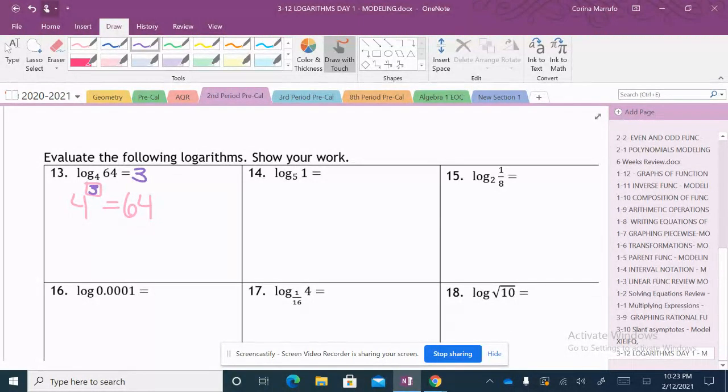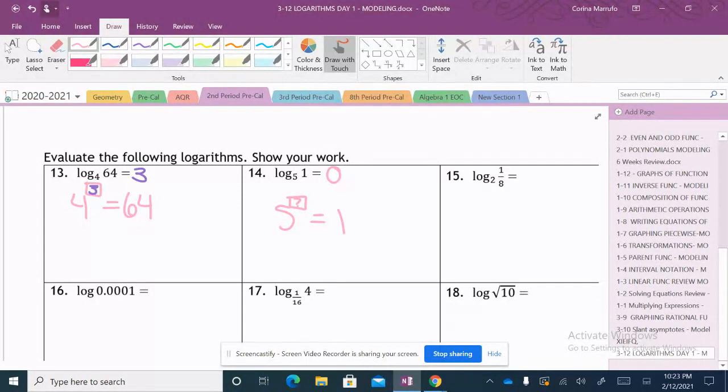Okay, so then let's go ahead and try the next one. This is saying 5 to what power is equal to 1? We don't know what this is; that's what we're looking for. Well, in order for 5 to be to a power and give you 1, the only number possible, remember, anything to the 0 power is going to give you 1.